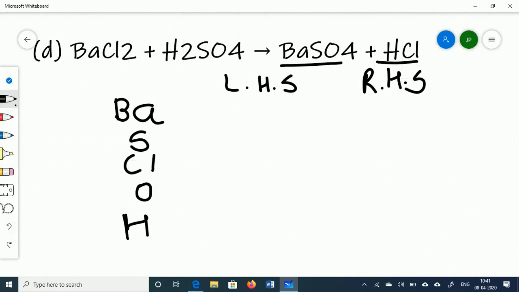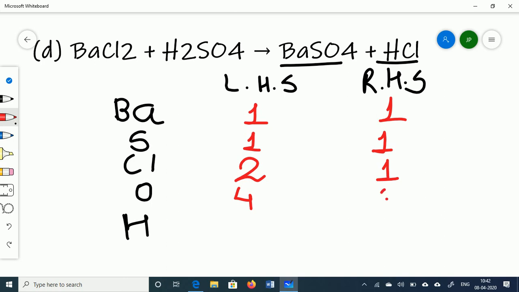Now if I talk about the number of barium on both sides, it is 1 and 1. The number of sulfur on both sides is also 1 and 1. For chlorine, the number on the left is 2, while on the right the number of chlorine atoms is only 1. The number of oxygen atoms is 4 here, while here also it is 4. The number of hydrogen atoms is 2, while here it is only 1.